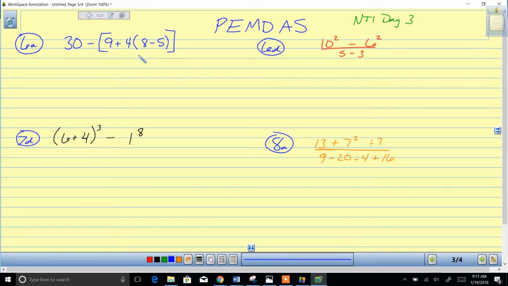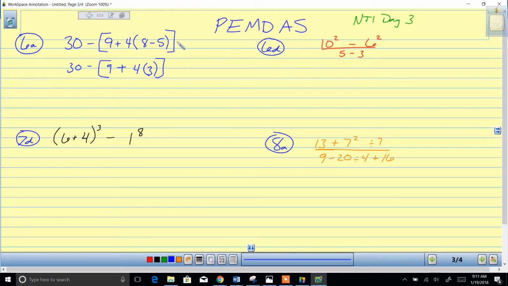And 6A, this one that I picked out right here, has 2 groups. You have this bracket group, and inside of that bracket group, a parenthesis group. So when you have 2 groups, you go to the group that's inside the other. So we start with 8 minus 5, which is 3. So that gives us 3 inside the parentheses, 4 still outside, plus the 9. Everything gets copied down. We're still working out inside the group, and we have plus and times.